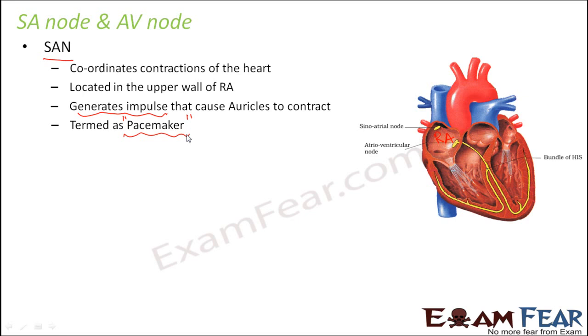Okay, so this is about the sinoatrial node. What about the AVN, that is the atrioventricular node? So what does it do? It delays and relays the cardiac impulses.